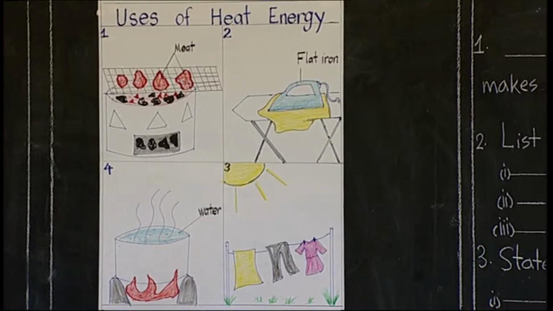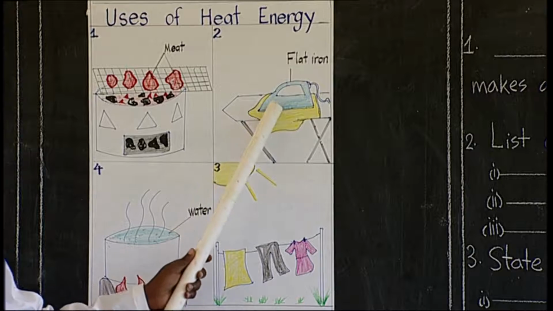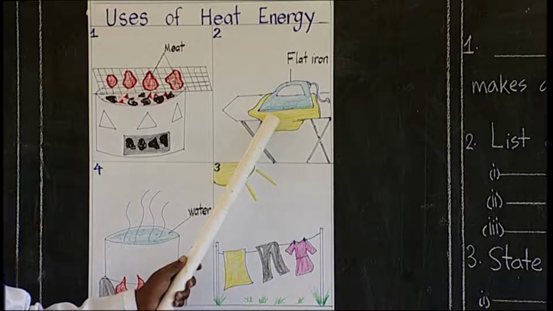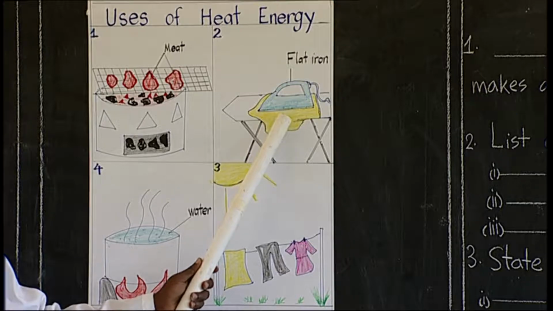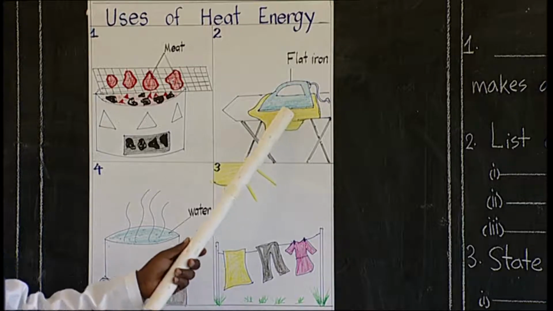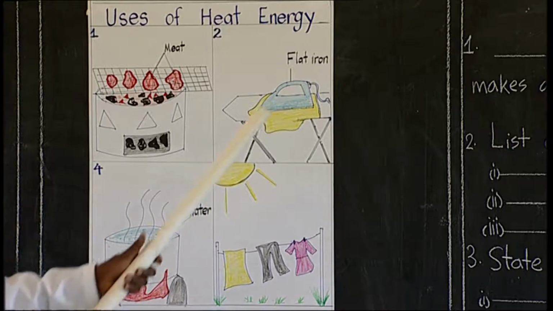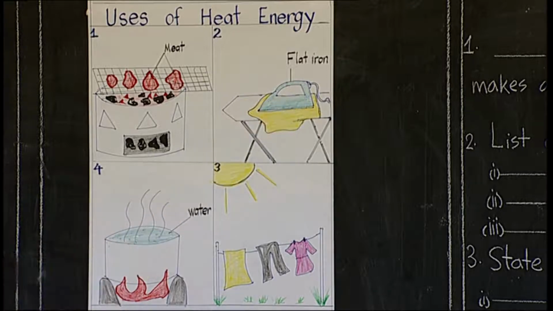Picture number 2. Okay, tell me. So he's telling me that it's a flat iron. This is a piece of cloth. And therefore, what is happening here is ironing, an activity of ironing. I know most of you have this, and you iron your clothes to be smart. So we use heat also to iron clothes.